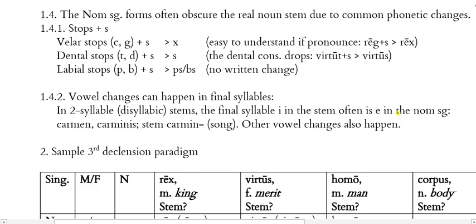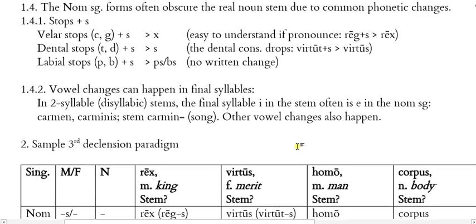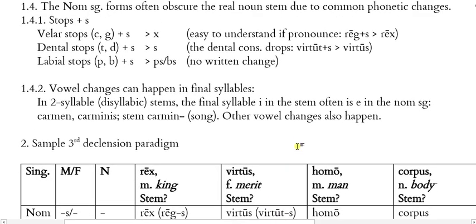All right, now, as I mentioned, the nominative singular lexical form often obscures the real noun stem due to some very common phonetic changes. And we want to talk about a few of those sorts of changes. We don't want to go through all the phonetic irregularities in Greek, or excuse me, in Latin, right now. That wouldn't be helpful. We'll try to introduce some of those as we go. But here are some important features. There are two here I want to talk about.